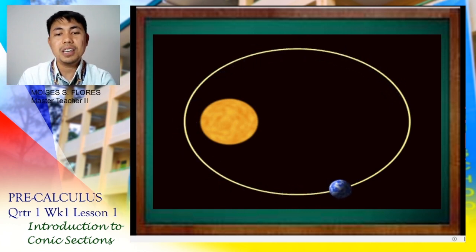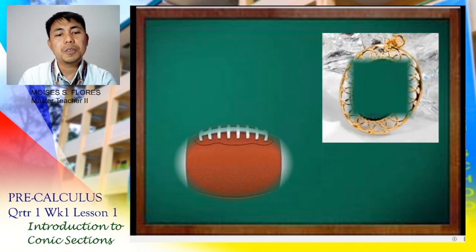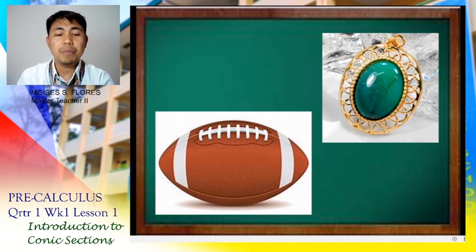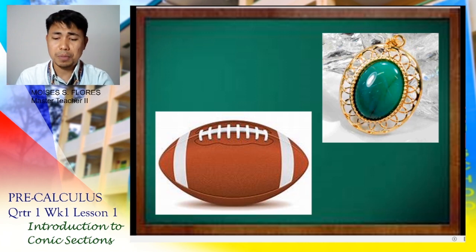Yes. And we have other figures here. We have a football and an earring. These two figures are also elliptical in shape. These are all real-life examples of ellipses, and we still have lots of examples around us. Now, as we continue further, the question is, how does an ellipse form?